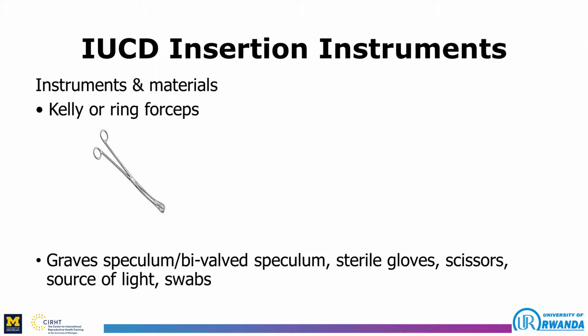Here we are going to pass through the technique. I think that everyone will be able to insert PPIUCD. The instrument needed is a Kelly or ring forceps. The image is there, and these forceps are found in our health facilities. We need a speculum. We need sterile gloves. We need scissors, and we need swabs for disinfection. Also, we need a source of light because we need to visualize the cervix.